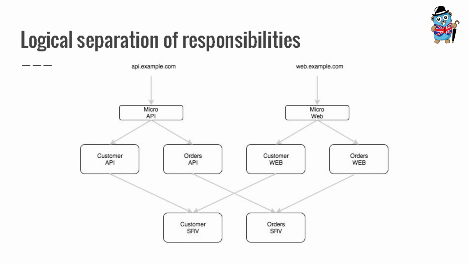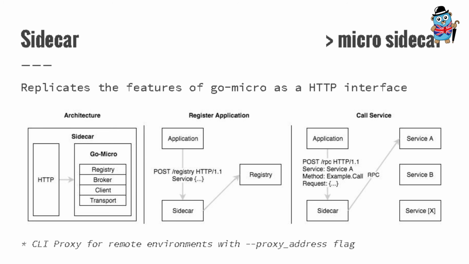The architecture has kind of laid out this pattern. It's almost like painting by numbers or something like that. Another thing that's in the toolkit is something I call a sidecar. It's kind of like a proxy. So the idea is that it replicates all the features of Go Micro as a HTTP interface. So if you're developing things in different languages, you can use this HTTP interface to access those. It also acts as a proxy for the CLI.